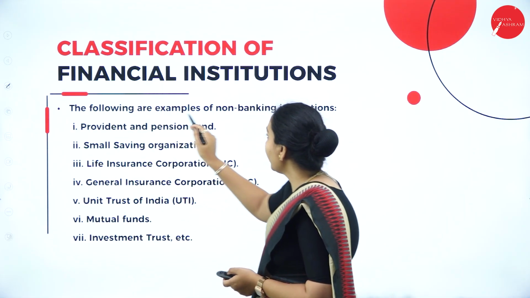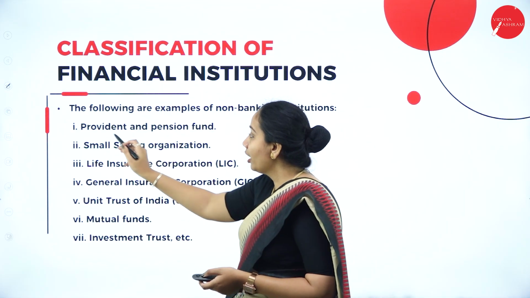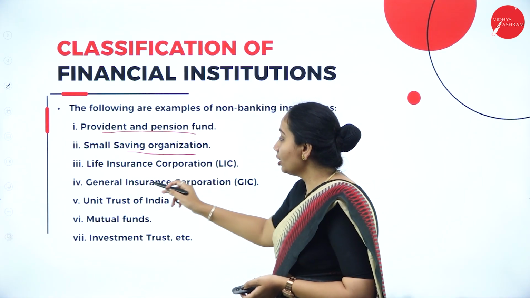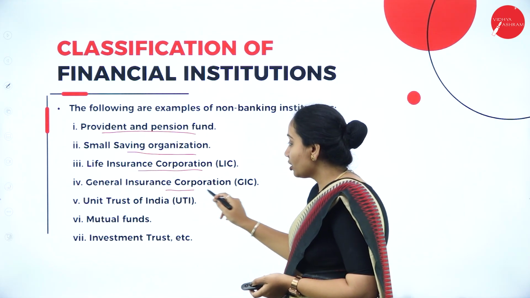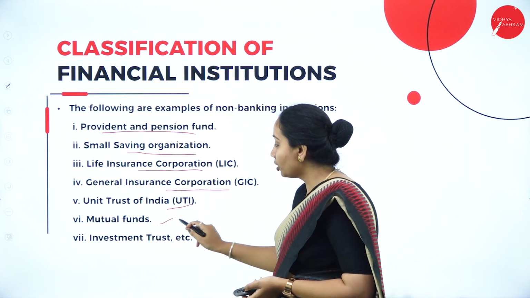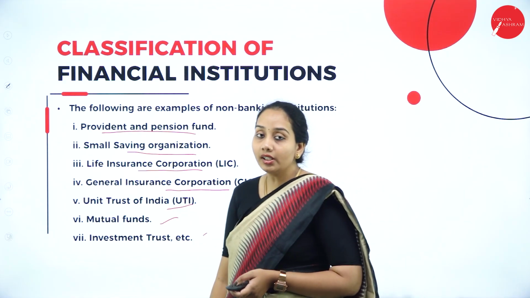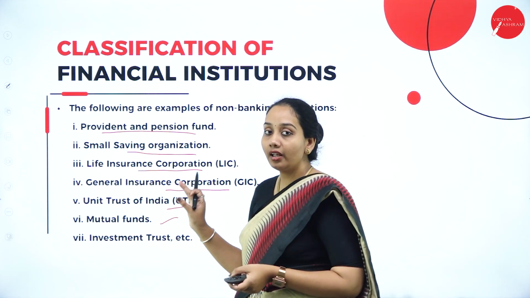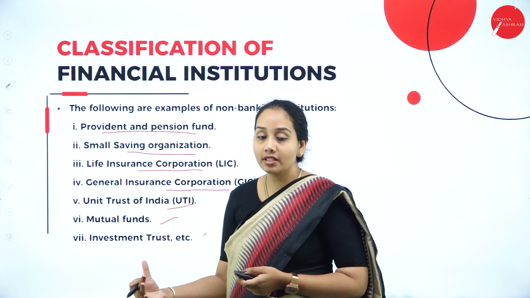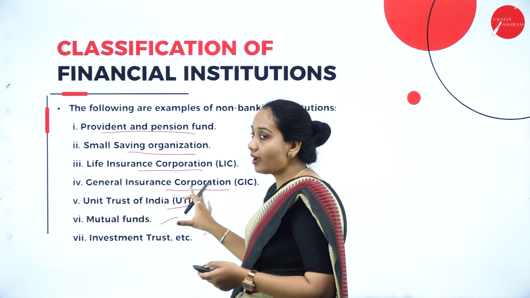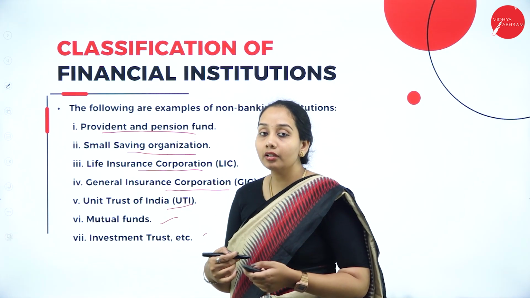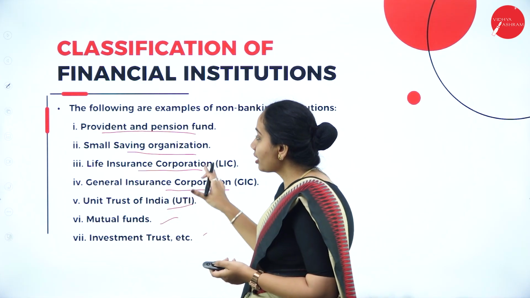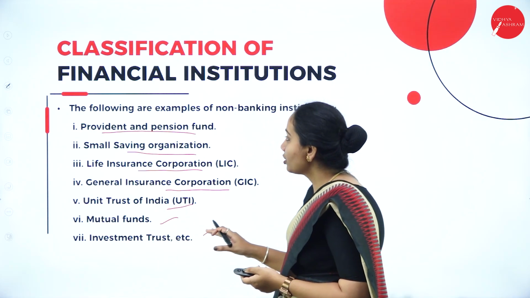The following are the examples of non-banking financial institutions. First is Provident and Pension Fund. Next is Small Saving Organization, Life Insurance Corporation, General Insurance Corporation, Unit Trust of India, Mutual Funds and Investment Trusts. All these are examples of non-banking financial institutions, wherein there is no scope of banking services to the account holders, but they also accept deposits from the people, and they are totally different from banking services.